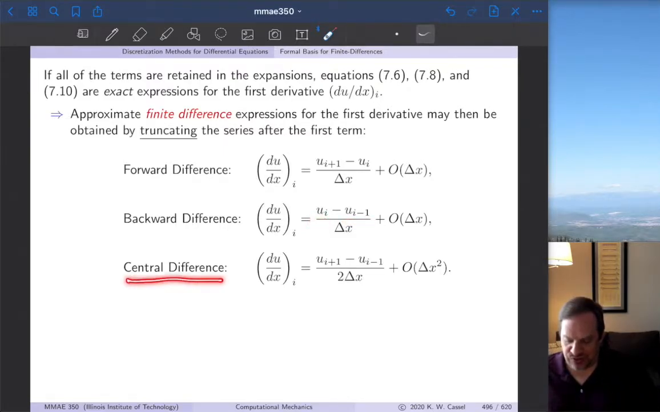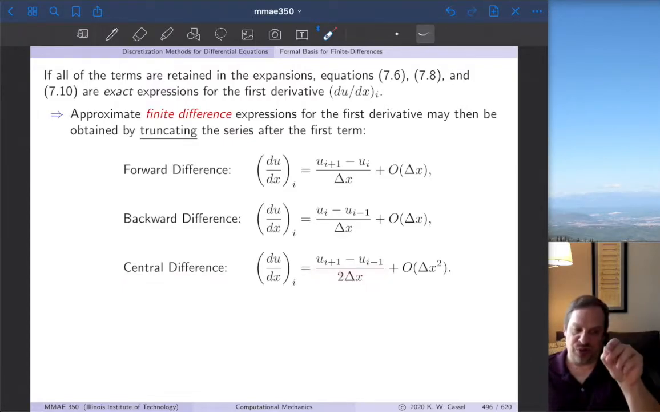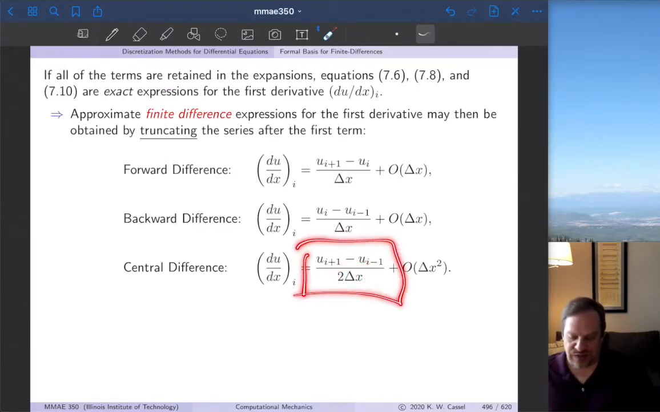And then a central difference is u sub i plus 1 minus u sub i minus 1. So we're looking at the point in the middle. We take the difference of the u's at the surrounding points to the right and left, divide by the distance between them, 2 delta x, and that's the central difference. And if you look back, that's exactly what we got when we did this intuitively in the graphical context. So what does this tell us?